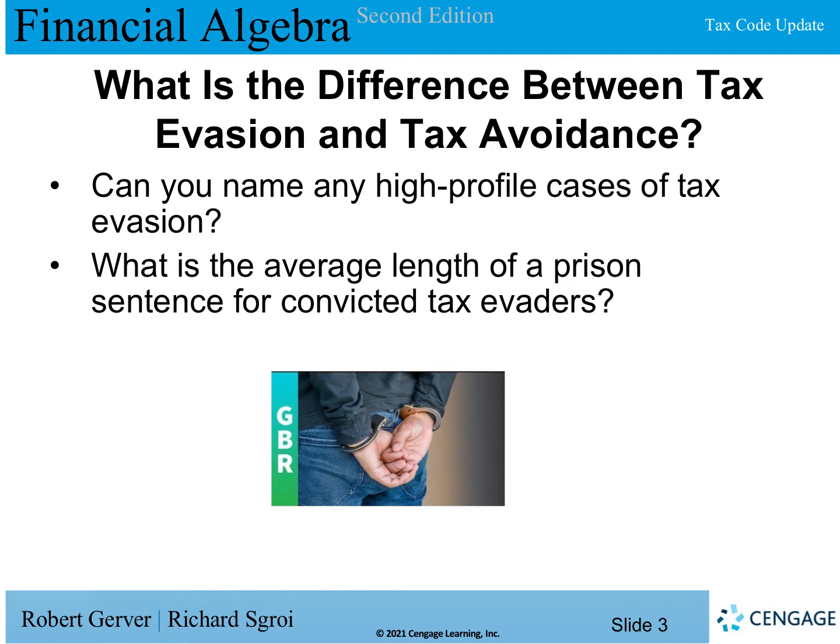There are several high-profile cases of tax evasion. Almost daily you can see some news item about someone being charged with tax evasion. Many times they're mobsters or people involved in illegal activities that do not report their income. The average length of a prison sentence for convicted tax evaders typically runs 3 to 5 years in prison. So this is a serious offense and one that should not be partaken in.